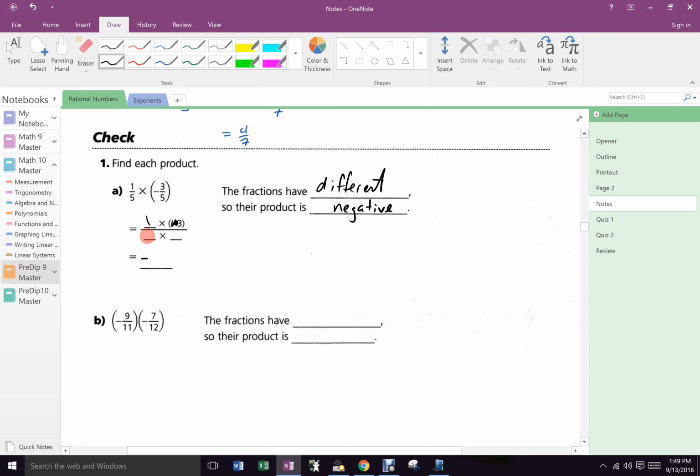So I got 1, 5, 3, 5. Can I do any canceling? No. Nope. So what's the answer? 3 25ths. Easy peasy lemon squeezy. What about this one? They're the same, so it's positive. So do I have to care about these negative signs?